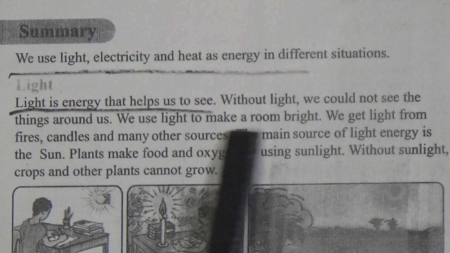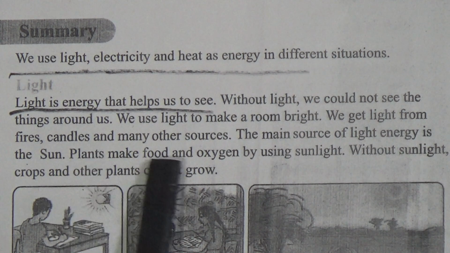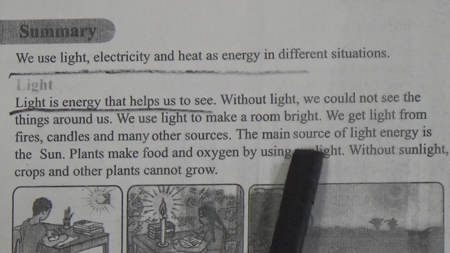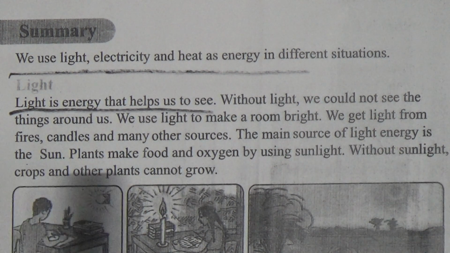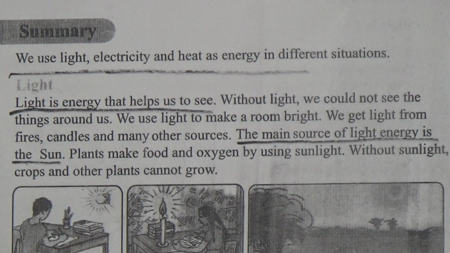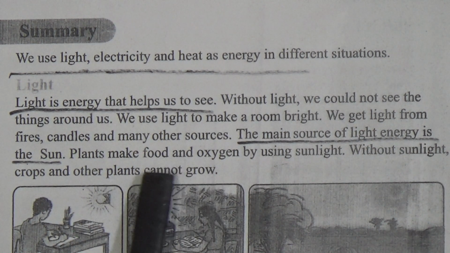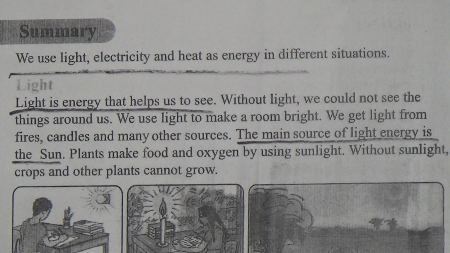We use light to make our room bright. We get light from fires, candles and many other sources. The main source of light energy is the sun. Underline this one. Plants make food and oxygen by using sunlight.